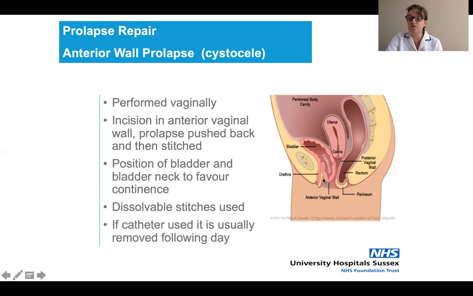So the operation is performed vaginally. There is an incision made in the anterior wall, here, and then the bladder is mobilized back into a favourable position and then is stitched using dissolvable stitches on this anterior wall. Usually the stitches take 6 to 8 weeks to dissolve. And as it says here, if a catheter is used, it is usually removed the following day, but not everybody has a catheter after this surgery.